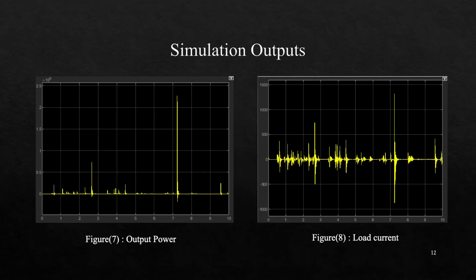Let's move to the output extracted from the MATLAB simulated circuit. In this particular slide, there are two different graphs. The left one is the output power of the load, and the right graph represents the load current supplied to the load. From the output power we can say that the power is almost constant in the range of 1500 to 2000 kilowatts, while at the same time the load current is also constant at around 40 to 50 amperes.